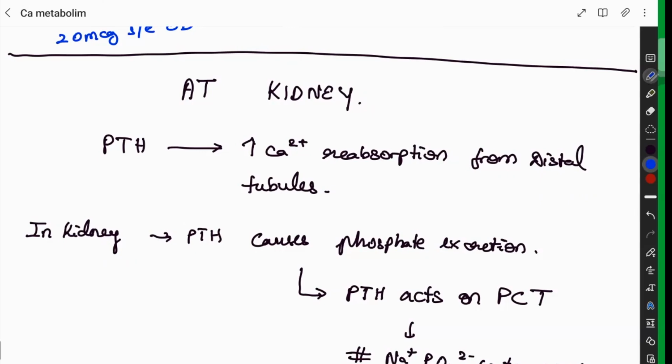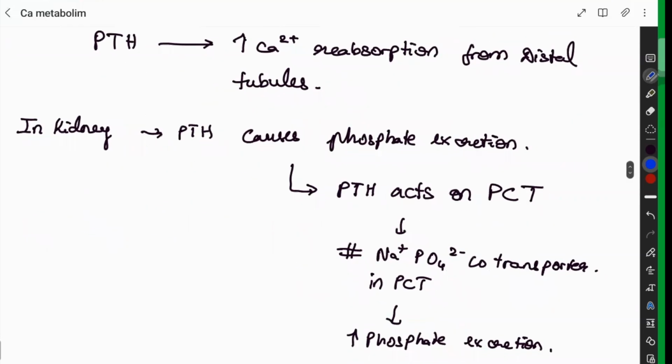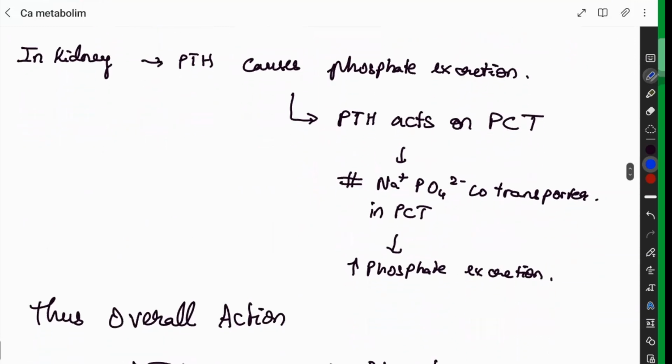I'll tell you. In the kidney, the parathyroid hormone is going to cause phosphate excretion. Okay? But unfortunately, your parathyroid hormone will cause an increase in the reabsorption of calcium ions in your distal convoluted tubule. In the proximal convoluted tubule there is a lot of phosphate excretion, and in the distal convoluted tubule all your calcium gets reabsorbed. So PTH acts on the proximal convoluted tubule, inhibiting the sodium phosphate co-transporter, which causes an increase in phosphate excretion.